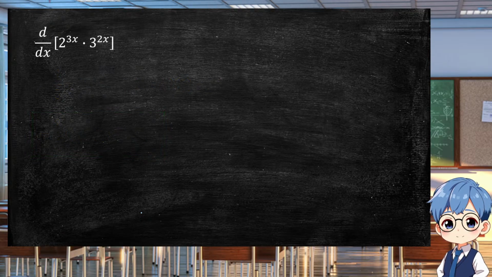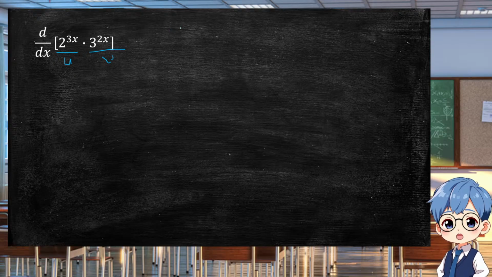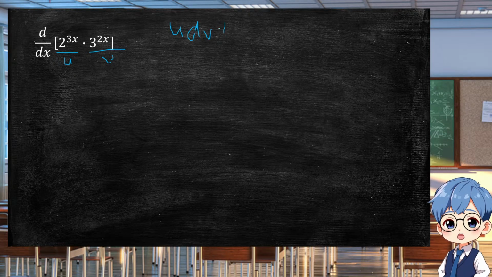Okay, let's have this. What if we have two exponential functions being multiplied? So we have 2 to the power of 3x times 3 to the power of 2x. Since this is multiplication, we apply the product rule. So we have u dv plus v du. In this case, we have 2 to the power of 3x as our u, and then 3 to the power of 2x as our v. So again, it's u dv plus v du.